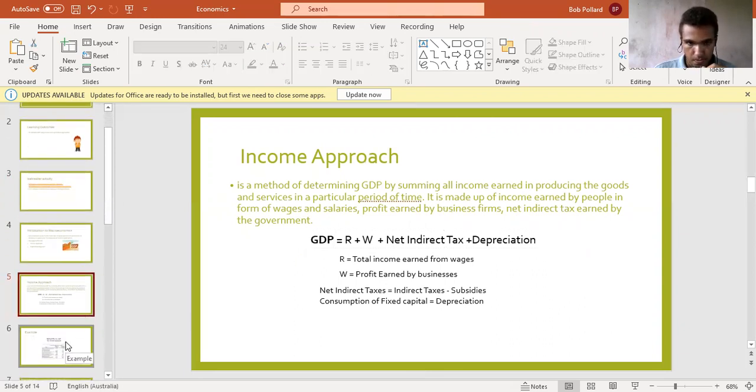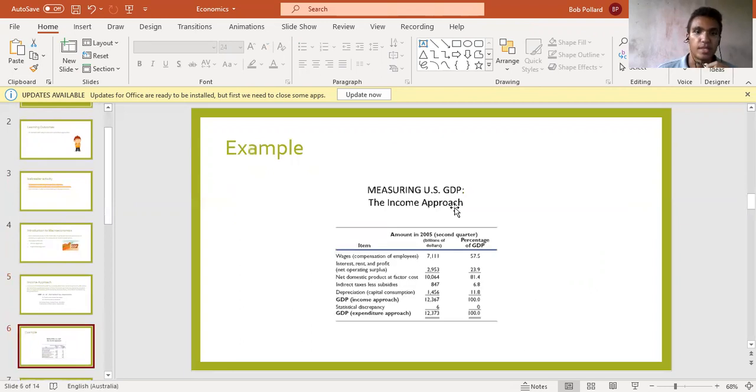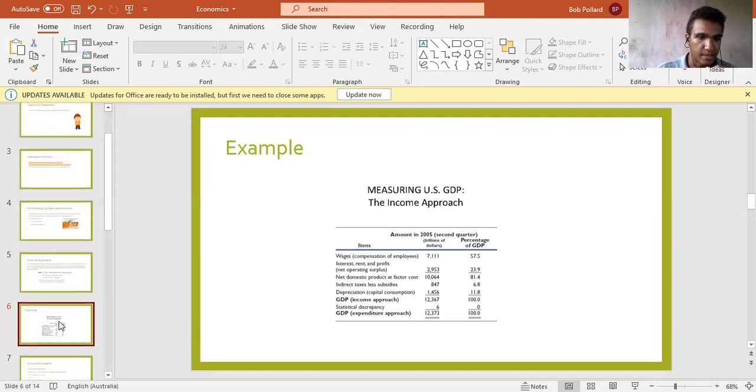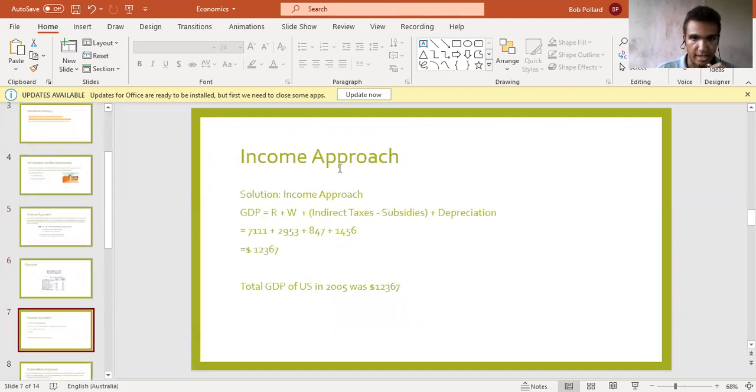So for example, we have a table here. This is US GDP. So you have the item, wages, and all that. You have the amount in 2005 and the percentage. So let's try and calculate the GDP. So what you do is look at the income approach. As we know, the formula GDP equals R plus W plus indirect taxes minus subsidies plus depreciation.